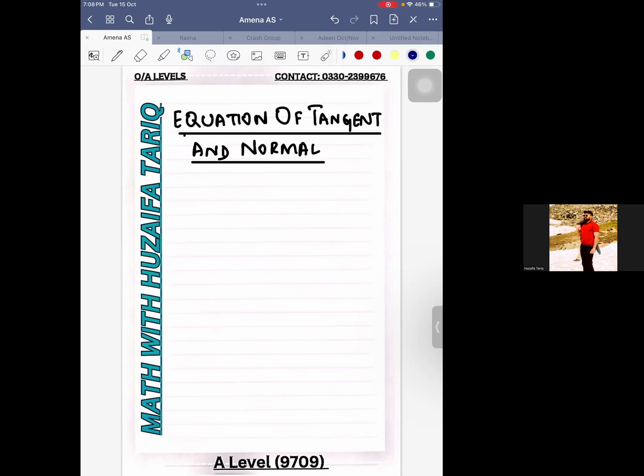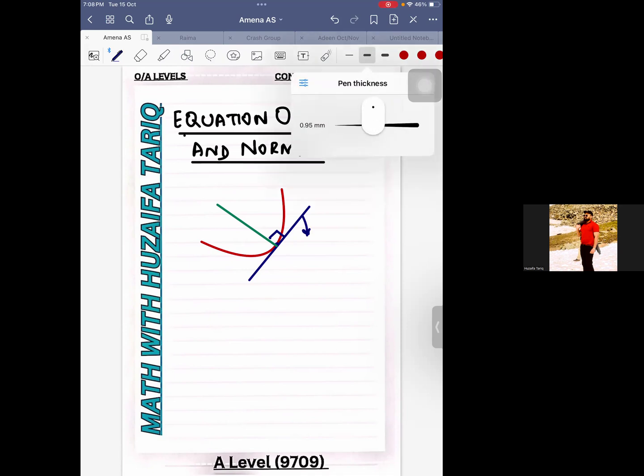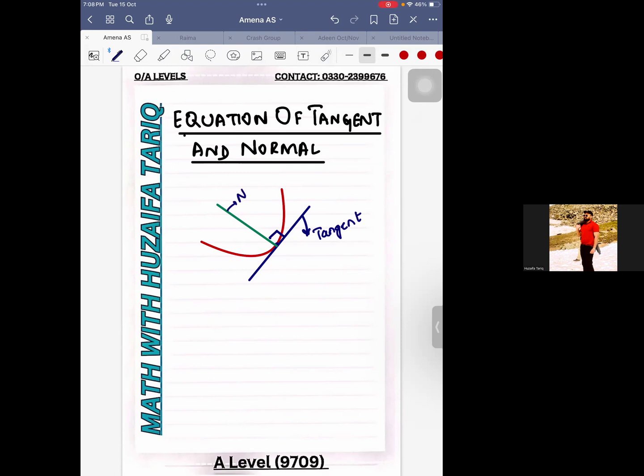Simple. So if we illustrate, let's say we have a curve like this and a line which touches the curve at a single point, that line is known as a tangent, and a line perpendicular to the tangent, that means making an angle of 90 degrees, that particular line is known as a normal. So this is your tangent, and this line is your normal, which is making 90 degrees and is perpendicular to the tangent.